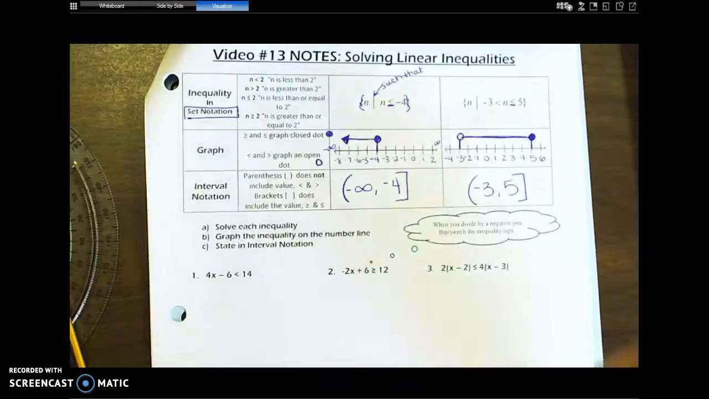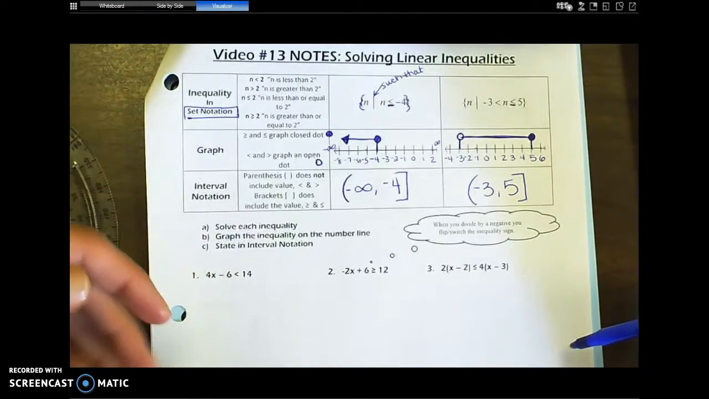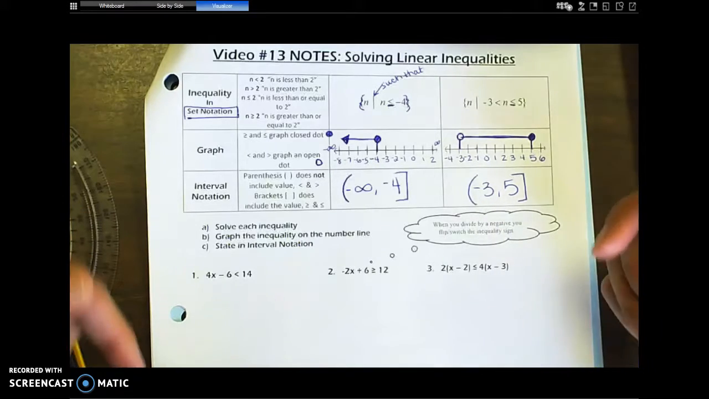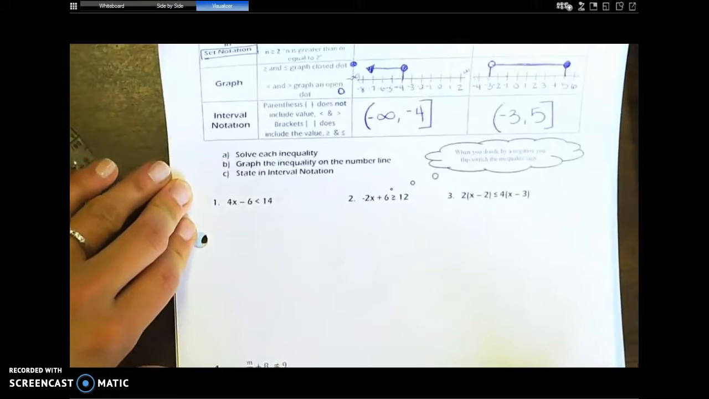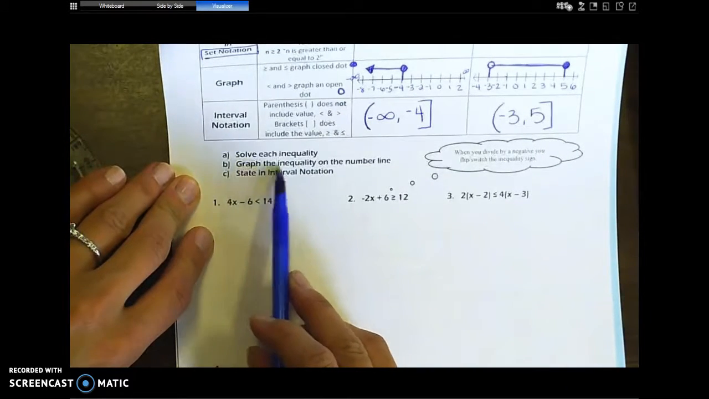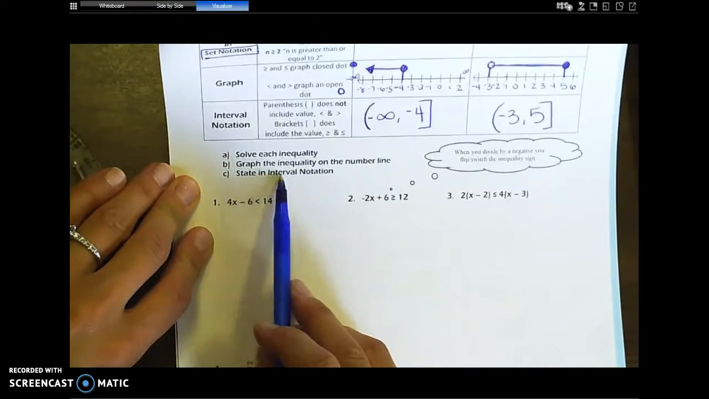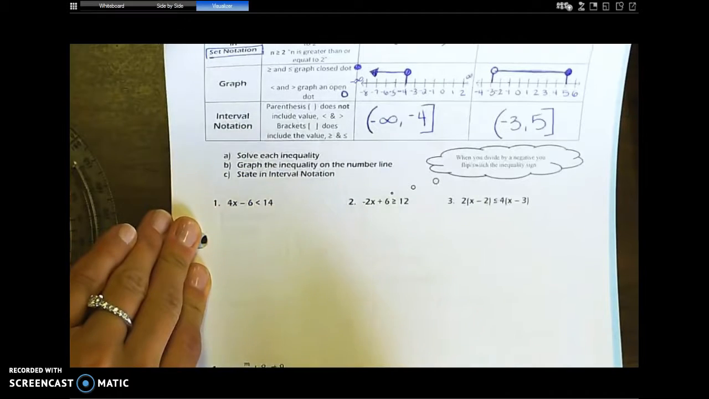Okay, so now that we know how to graph and we know our interval notation, let's go ahead and try solving and then graphing and filling in our interval notation. Okay, so let's take a look here at number 1. First we're going to solve, then we're going to graph the inequality, and then we're going to state it in interval notation.